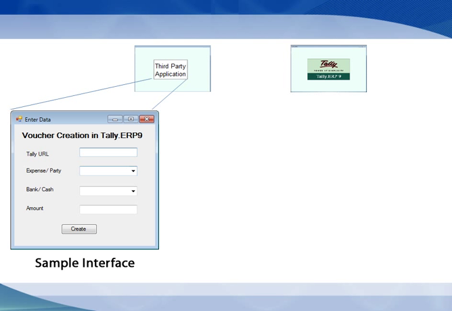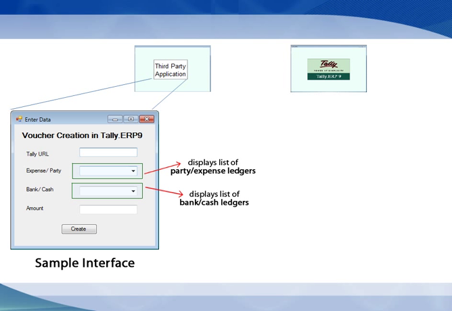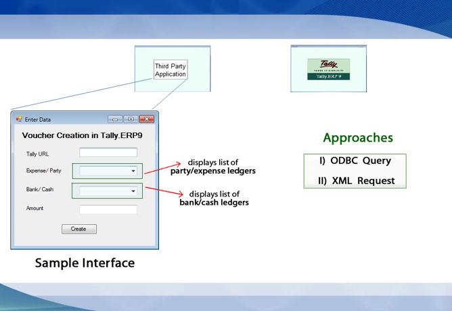The process comprises of two steps. Firstly, two groups of ledgers, that is party or expense ledgers and bank or cash ledgers, need to be extracted out of Tally and displayed in the third-party application for the user to select. This can be done by ODBC query or by XML request method.